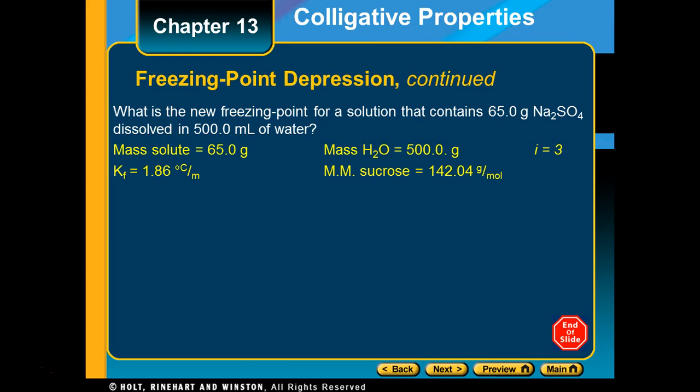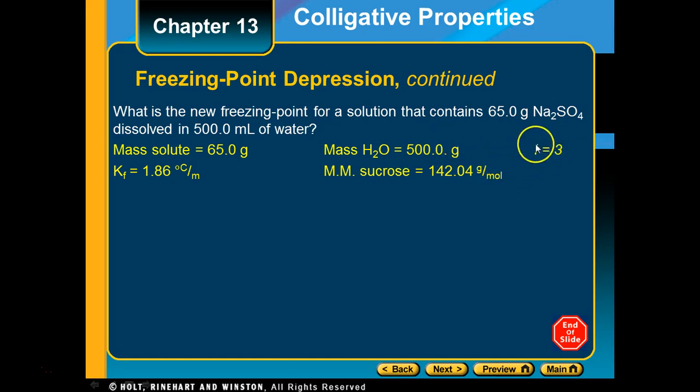So here we're starting off with a new problem. And I already pulled out the information. What is the new freezing point for a solution that contains 65 grams of sodium sulfate dissolved in 500 milliliters of water? Mass of the solute, 65. Mass of the water, 500 grams. Now, how did I know it was 500 grams? Well, remember, first semester we learned 1 mL is equal to 1 gram, so 500 mL is 500 grams.